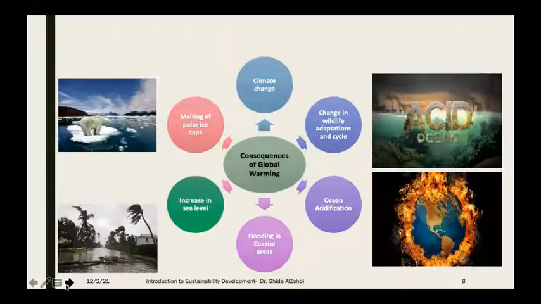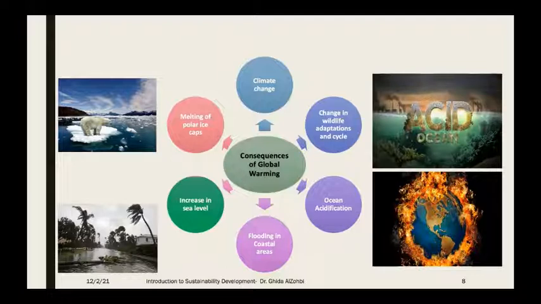What are the consequences of global warming? The consequences of global warming are the change of climate, the melting of polar ice caps, the increasing of sea level, the flooding in coastal areas, the ocean acidification, and the change of wildlife adaptations and cycles. I think all of these consequences are clear.